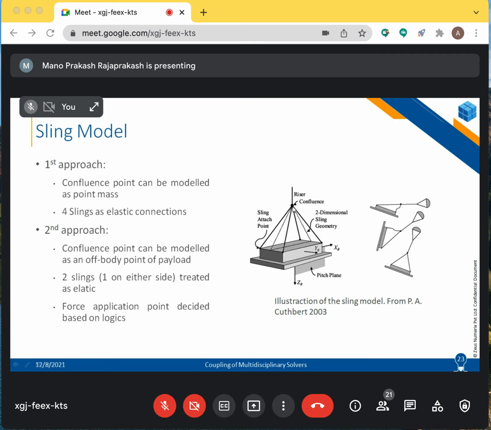And when I have the confluence body as an off-body point, the motion of this particular point is strongly linked with this particular body.